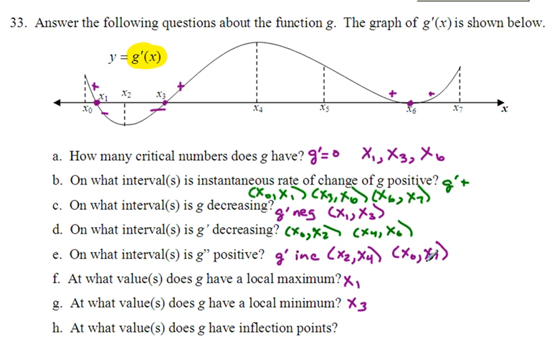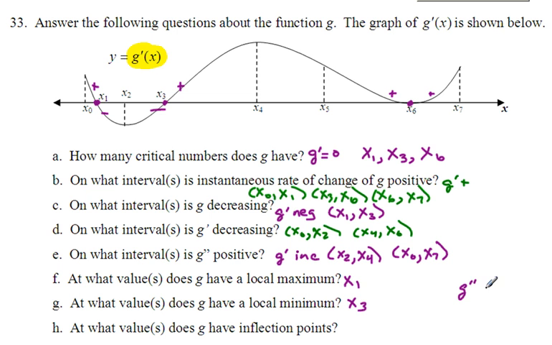All right, our last question asks, when does g have inflection points? Now recall, inflection points happen when g double prime equals 0. Actually, let me back up. It's not when g double prime equals 0. It's when g double prime changes sign. Okay, so let's talk about when does g double prime change sign.